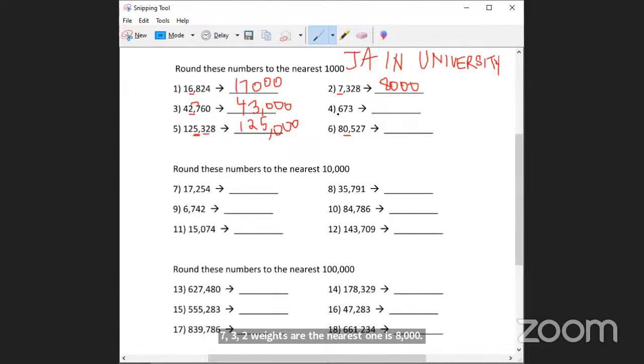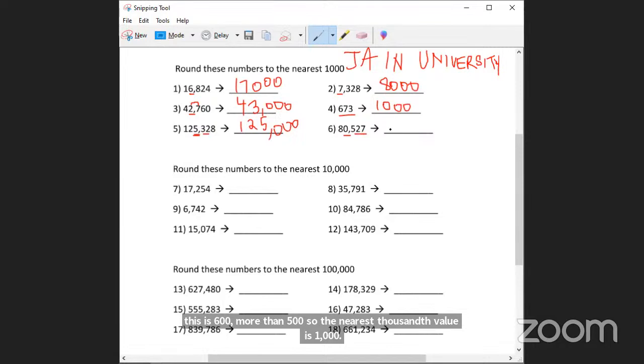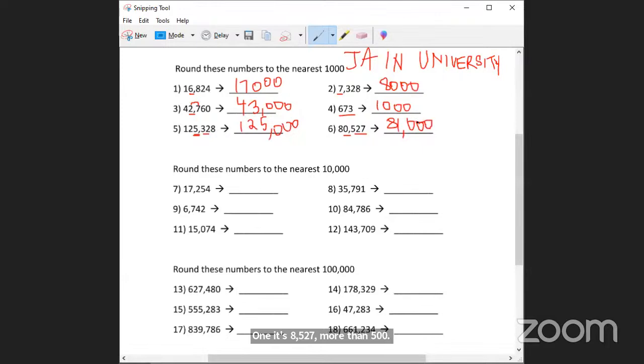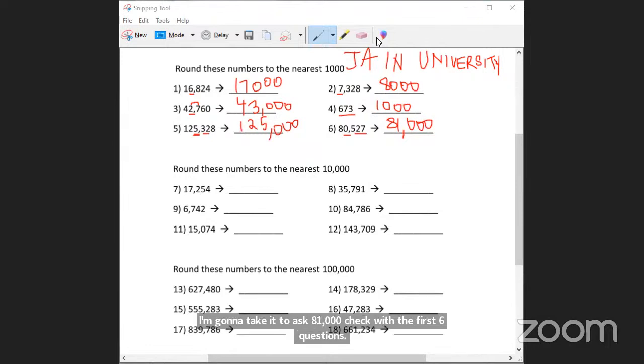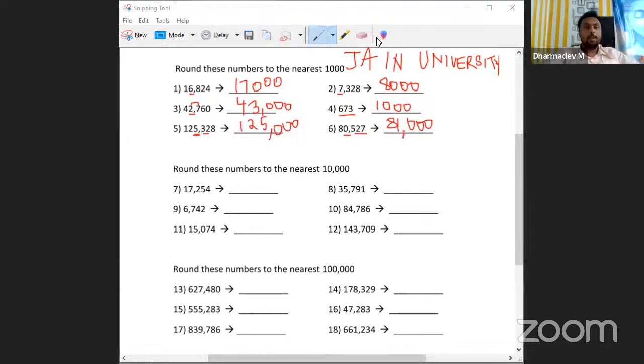So this is 600, more than 500. So the nearest thousandth value is 1,000. This 8,527 is more than 500. So I'm going to take it as 81,000. Check with the first 6 questions. Any doubts, let me know. See the 1000th place, it should be the answers nearer to the 1000th place.